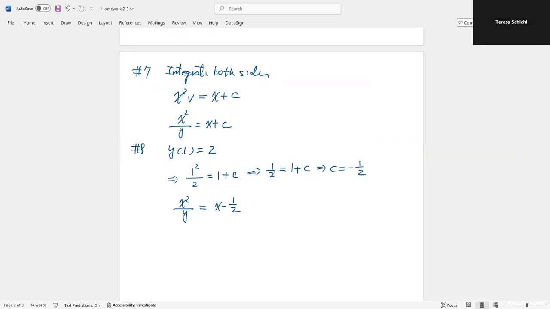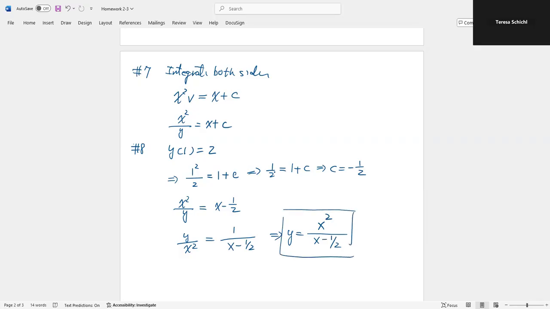Now I can flip it, I guess. So y over x squared is going to be equal to 1 over x minus 1/2, then times x squared. So I will get y is equal to x squared over x minus 1/2. All right, that will be our answer.